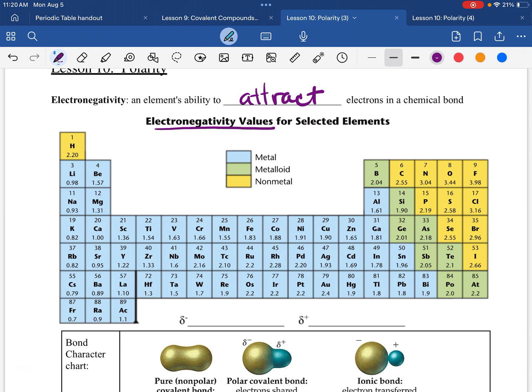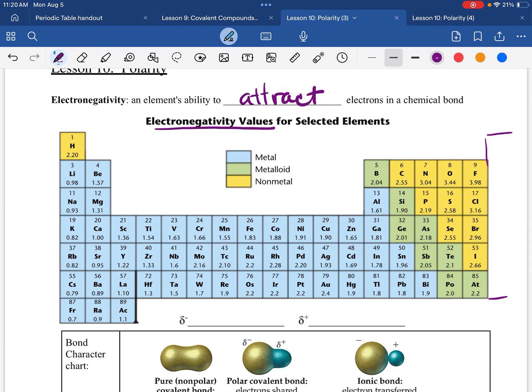So first, what we have is a new chart showing electronegativity values for selected elements. Notice it looks a lot like the periodic table, except there are no noble gases. Where we'd expect the noble gases to be over here, there are none. We'll look at that in a moment.